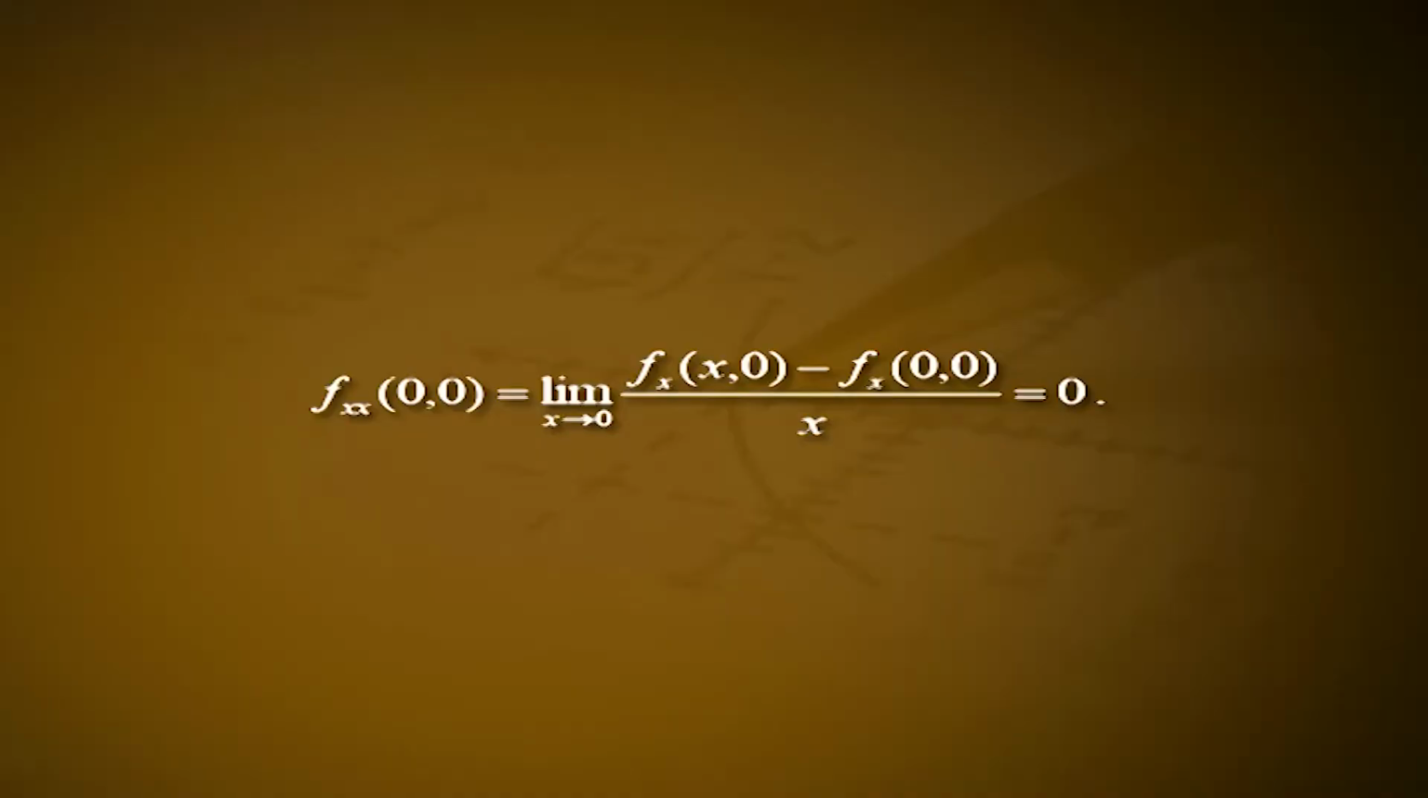Now, f_xx at (0, 0) is equal to the limit of (f_x(x, 0) minus f_x(0, 0)) divided by x as x tends to 0, which is equal to 0. Also, f_x is differentiable at (0, 0) if f_x(h, k) minus f_x(0, 0) is equal to f_xx(0, 0) into h plus f_yx(0, 0) into k plus h phi plus k psi, or 2hk⁴ divided by (h² + k²) whole squared is equal to h phi plus k psi, where phi, psi tend to 0 as (h, k) tends to (0, 0).